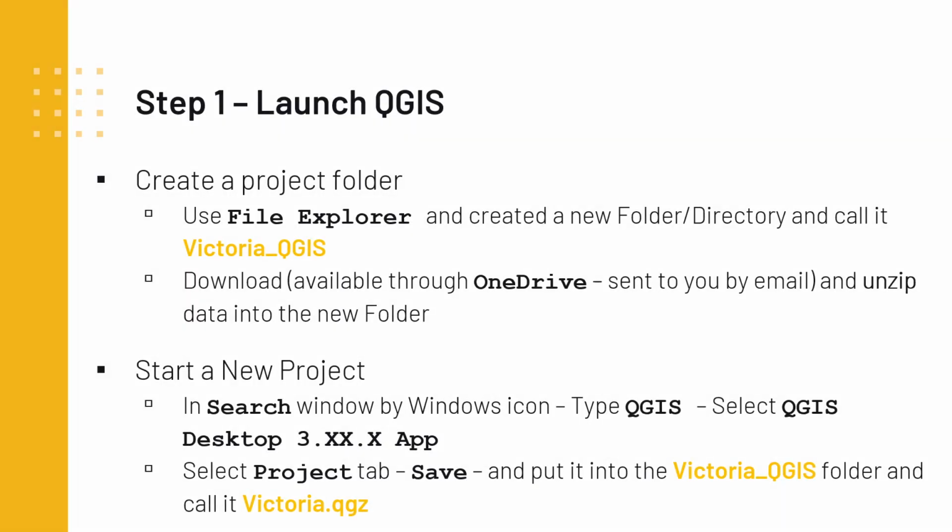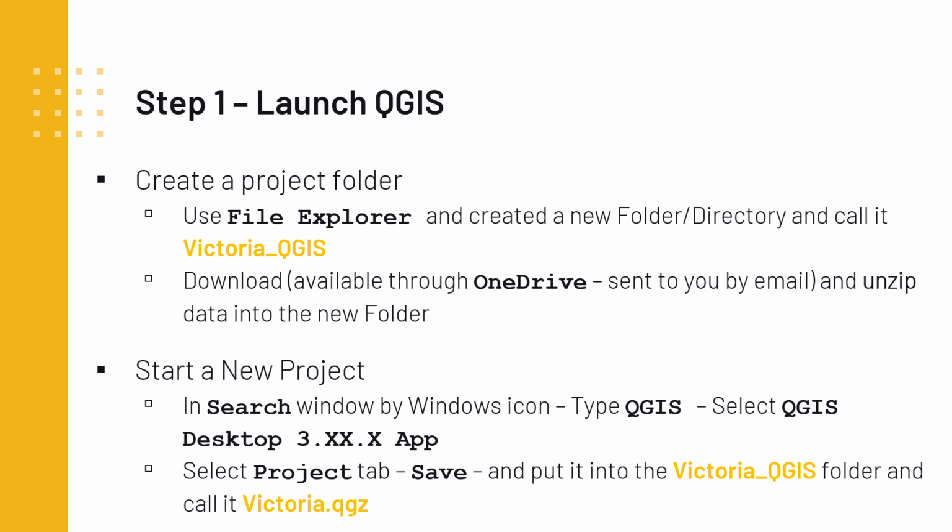Step 1, we're going to launch QGIS. Before we do this though, we're going to create our project folder. This is going to be the location where we put all of the data related to this particular project we're creating. To do this, we're going to use our File Explorer. We're going to create a new folder or directory, and you're going to call it Victoria_QGIS.